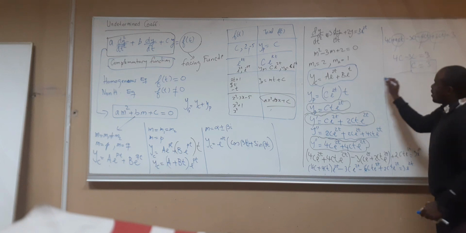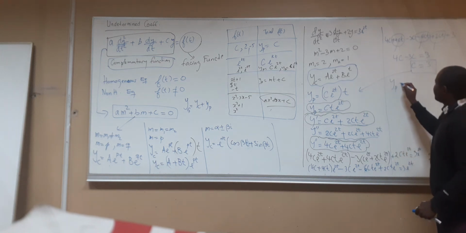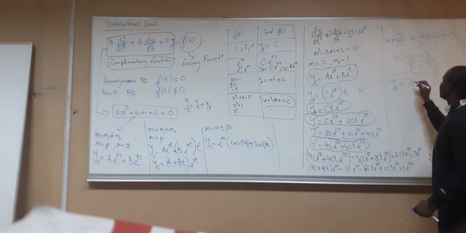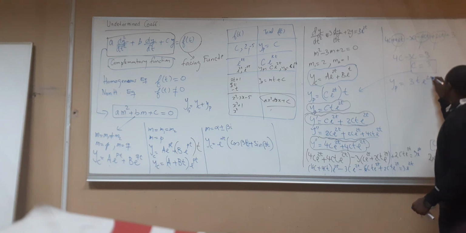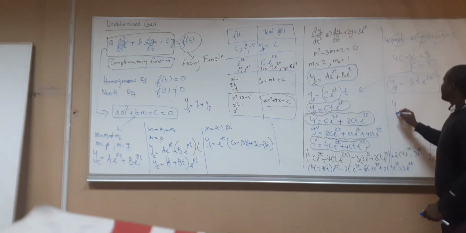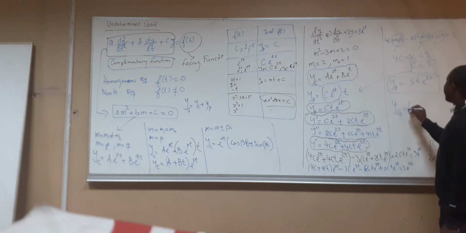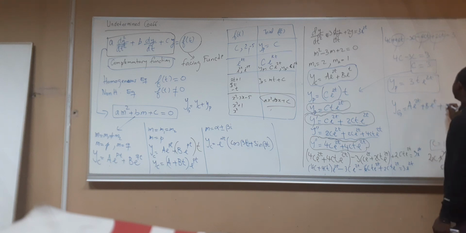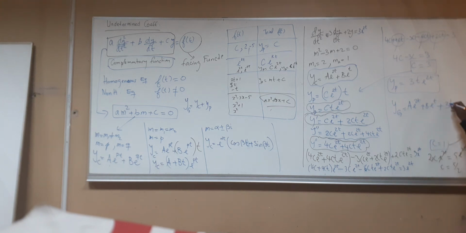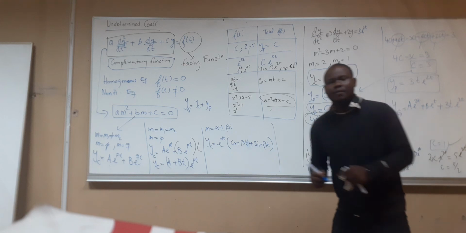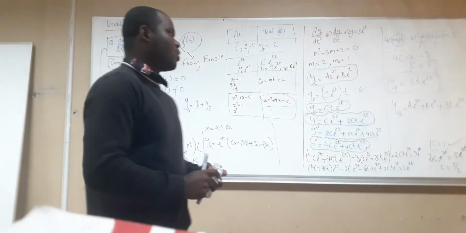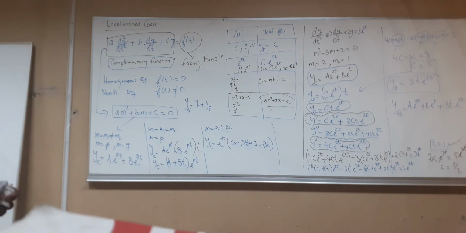Then you put it back to where? To yp. It's going to give you, your c was equal to 3, so 3t e to the power 2t. Then our general solution will be equal to A e to the power 2t plus B e to the power t plus your yp, which is 3t e to the power 2t. Well, this was our first part of undetermined coefficients.